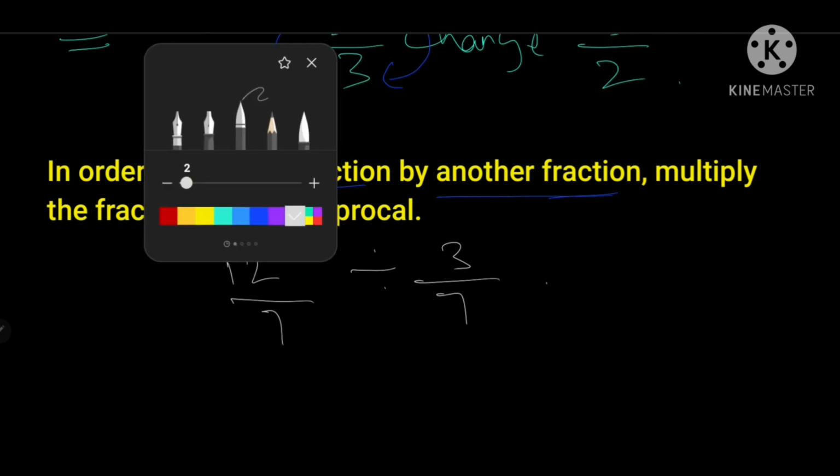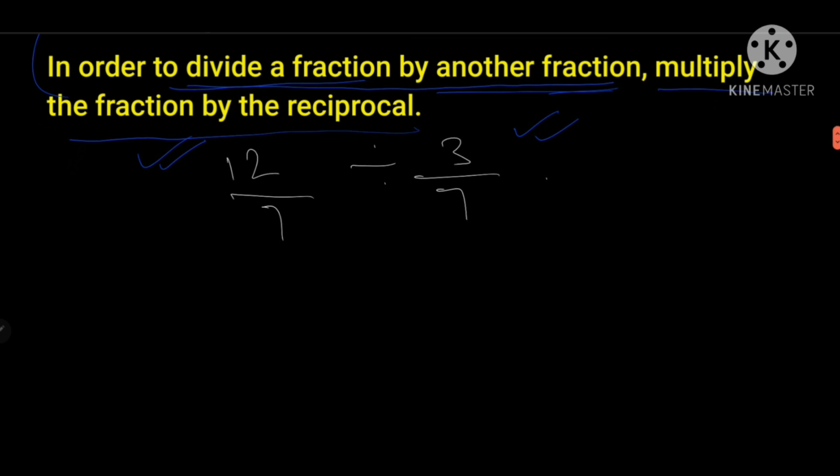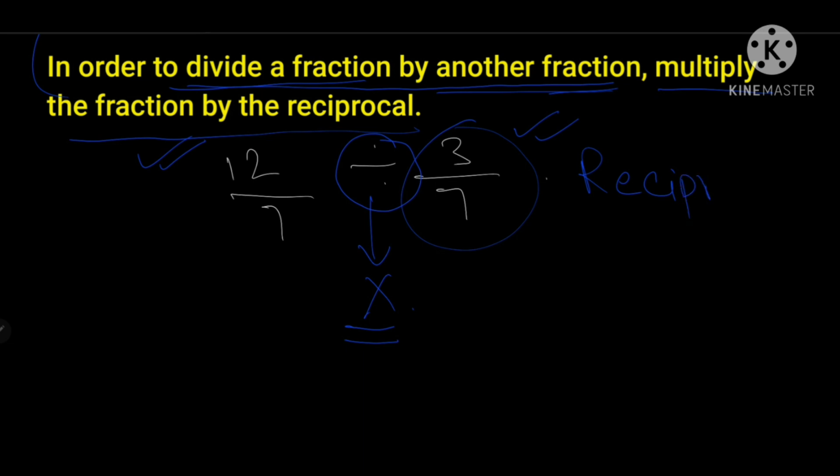Okay, now let's go back to the theory what I've already written. It says in order to divide a fraction by another fraction, when this fraction will be getting divided by this fraction, multiply the fraction by the reciprocal. That means what? There will be few changes in the sum. Okay, now what will be the changes? Now this divide sign will get converted into multiplication sign. That is the first change. No sooner will we change this divide sign into multiplication sign than this will change into its reciprocal.